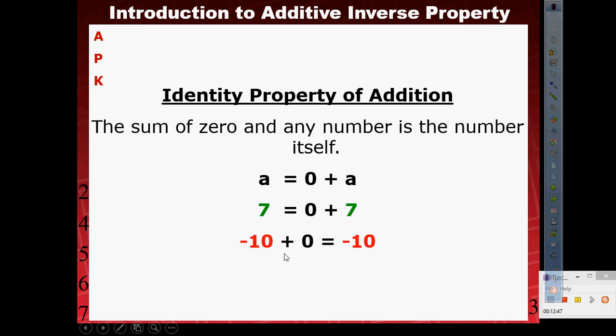Does it work with negatives? Yes, negative 10 plus 0. What is negative 10 seeing on the other side? Negative 10, and so on and so forth. Does that make sense? And we're going to see that property at work today.